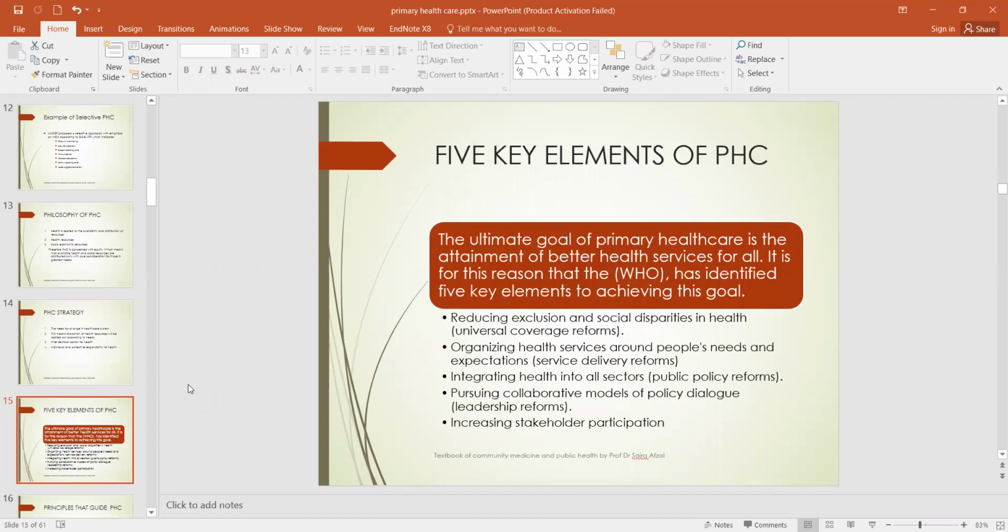There are 5 key elements of primary healthcare. The ultimate goal of primary healthcare is the attainment of better health services for all. It is for this reason that the WHO has identified 5 key elements to achieving this goal. These 5 key elements are reducing exclusion and social disparities in health, organizing health services around people's needs and expectations, integrating health into all sectors, pursuing collaborative models of policy dialogue, and increasing stakeholder participation.